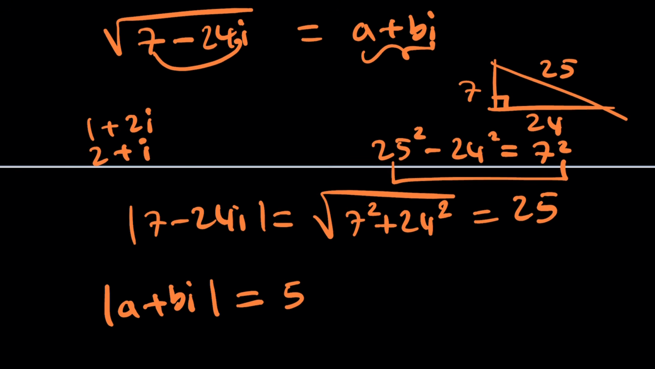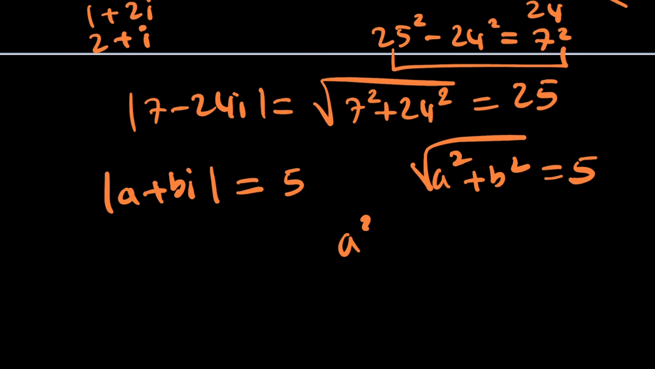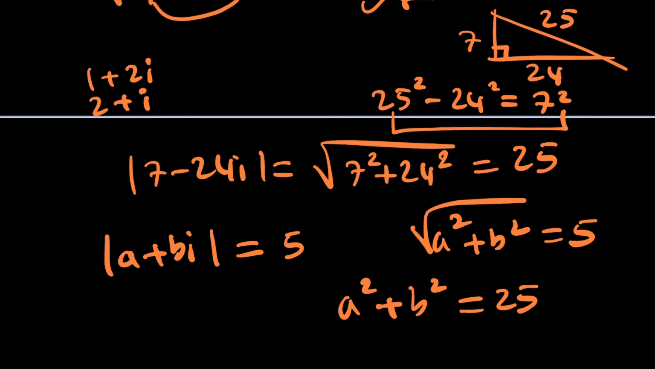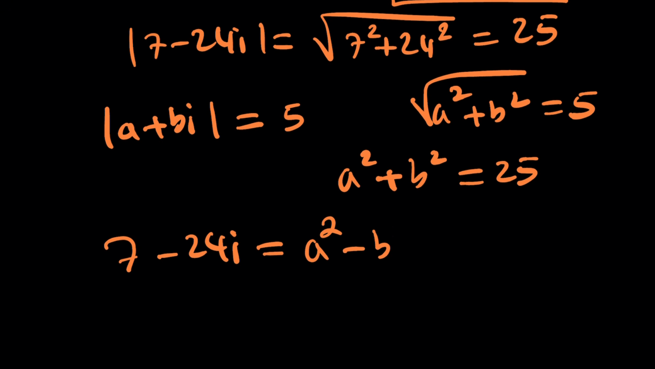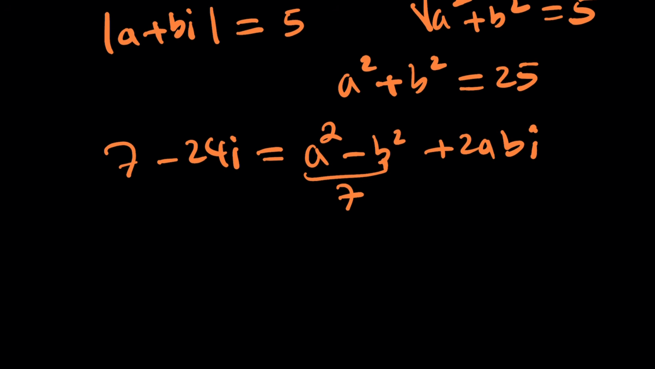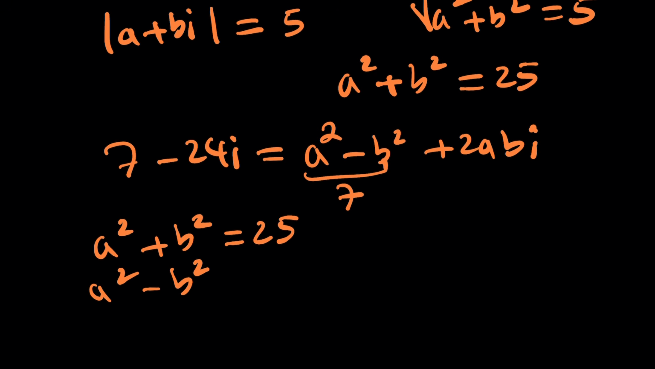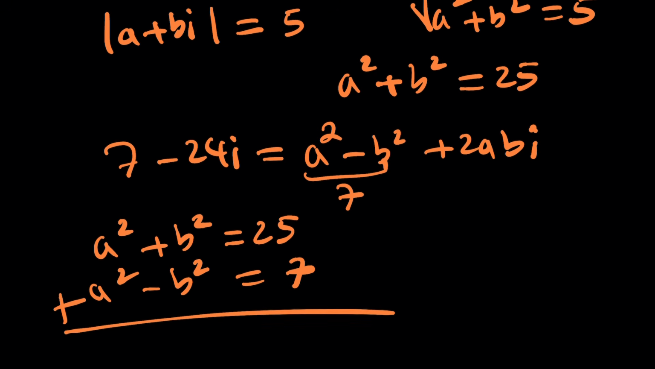So which number can have modulus 5? In other words, it's going to look like this. Now this is helpful. Let me tell you why. Because when you square both sides here, you're going to get 7 minus 24i, and I'll show you an alternative method. If you square this, you're going to get that, right? From here, you get a squared minus b squared is 7. Look, these two pieces of information are super helpful because you don't have to get into the quadratic system and so on and so forth. You can just solve this system instead, right?